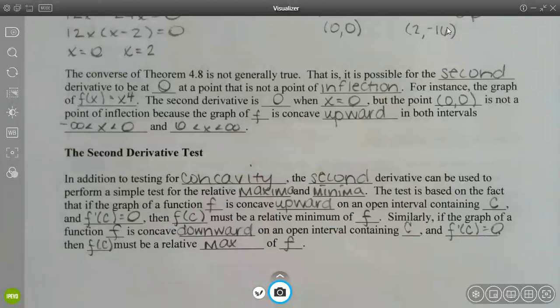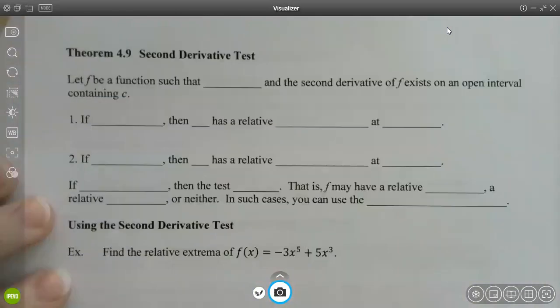All right, so this paragraph just explains what this second derivative test tells you, but this makes it look a lot easier, okay? And then we'll do it and be done.